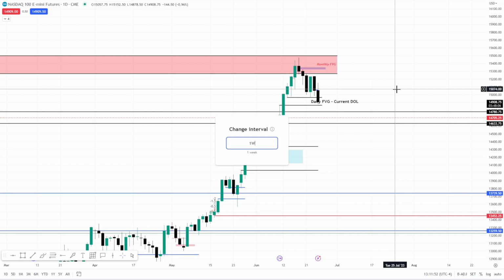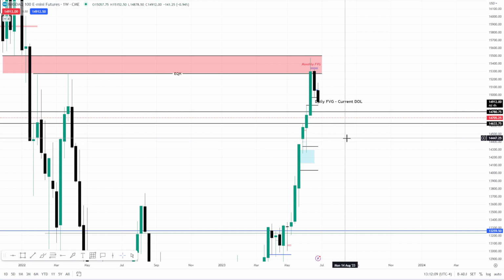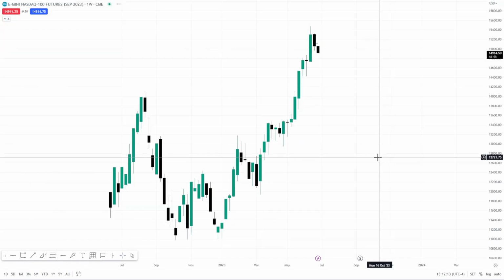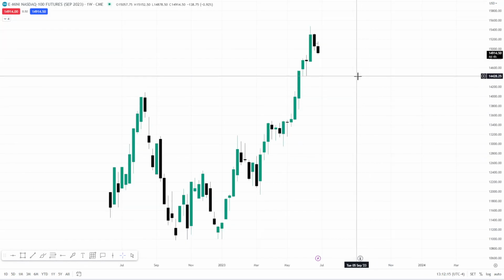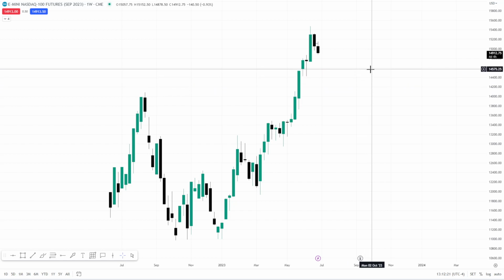If we look at the weekly, see our points of interest. Same thing, weekly has a fair value gap that we're in. Still have more of the week to go. And we have this imbalance down here, which is the imbalance that we saw in the daily. If we go to the contract, we just have a huge fair value gap on the weekly. And then we got this imbalance right here.